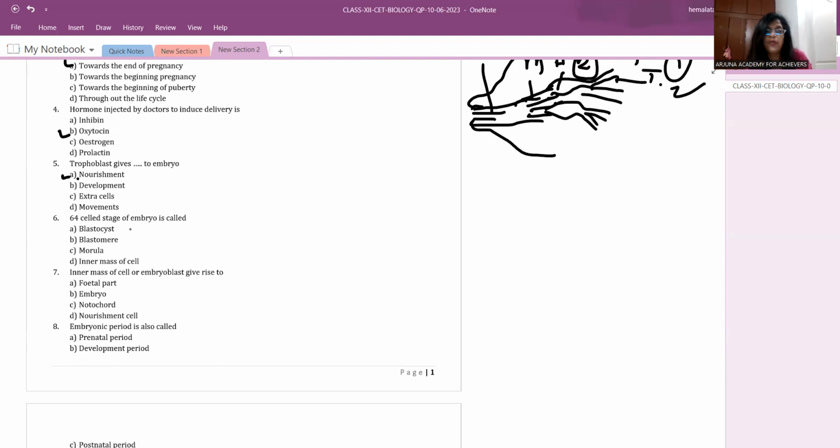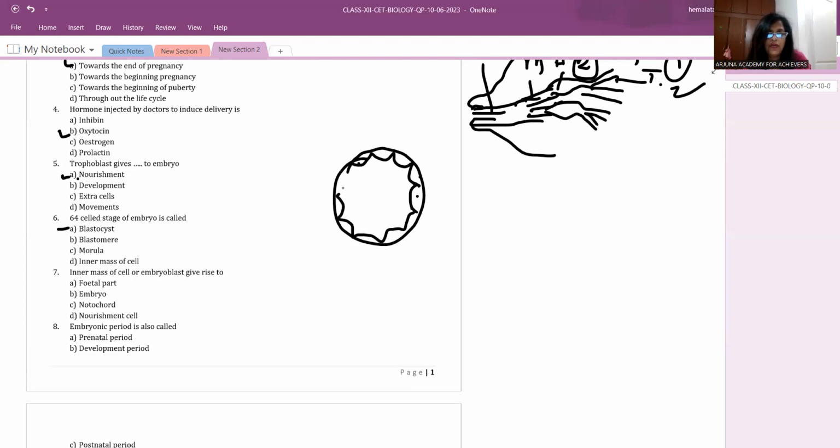The 64 cell stage of embryo is called what? What do we call it? We call it a blastocyst. So blastocyst, a lot of questions are there. Let me give you a diagram here. Blastocyst diagrams will apply for so many things. So the blastocyst is a slightly enlarged structure formed after blastulation. It has an outer layer. What is this called? This is called the trophoblast layer.